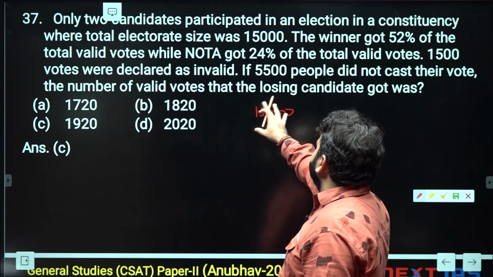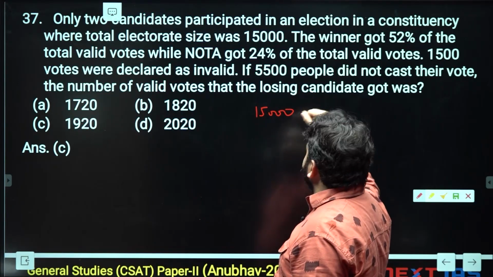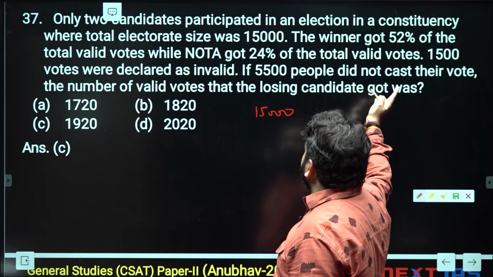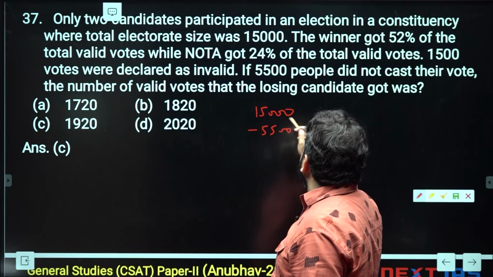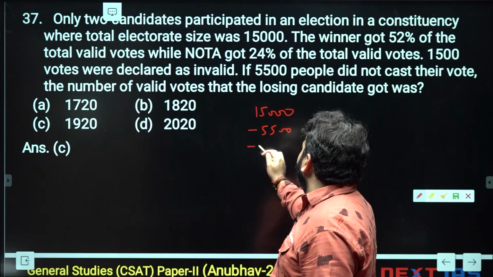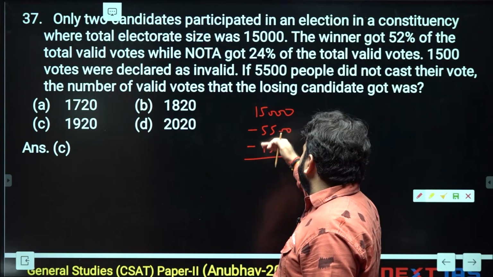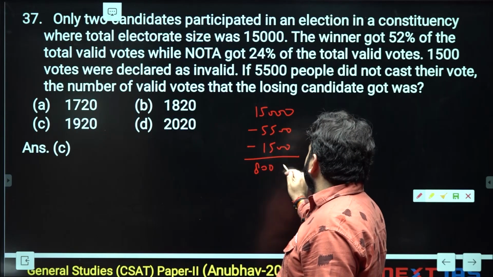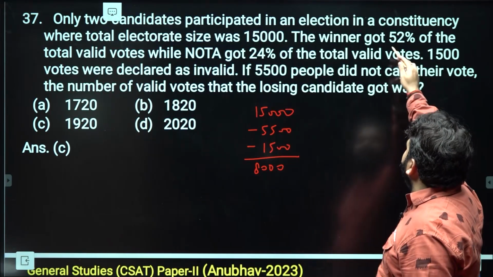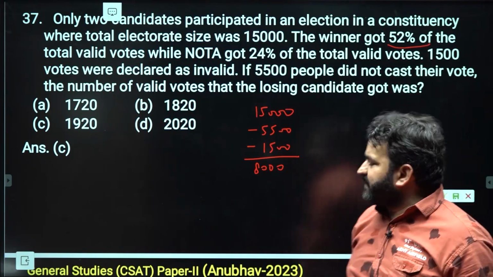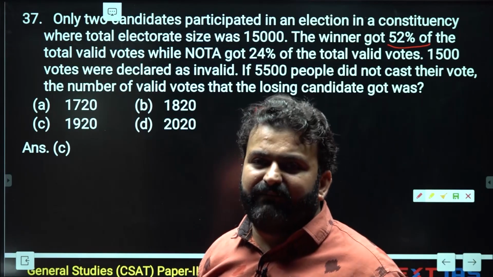So now here this is 15,000. 5500 people did not cast their vote, so 5500 did not come at all, and 1500 became invalid. How many are left? So 15,000 minus 7000 is 8000. Now here the winner got 52% of the valid votes. So out of 100% valid votes, the total valid votes are 8000, and out of this the winner got 52%.